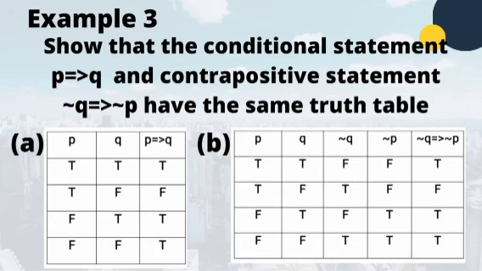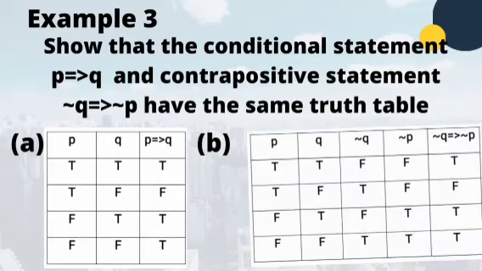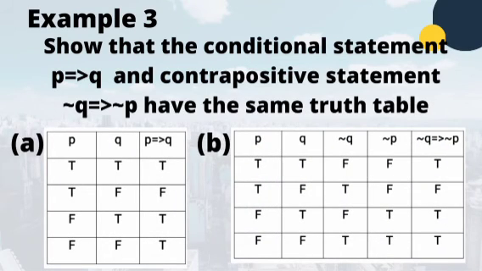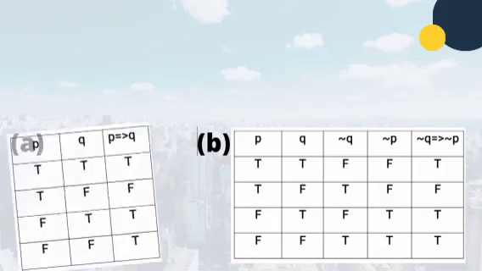Let's consider the conditional statement. If P and Q are both true, then the statement P implies Q is also true. If statement P is true and statement Q is false, the statement P implies Q is false. If statement P is false and statement Q is true, then the statement P implies Q is true. If statement P is false and statement Q is false, then the statement P implies Q is also true.